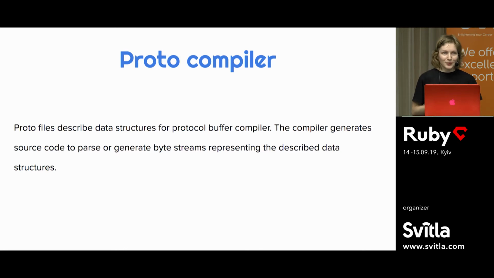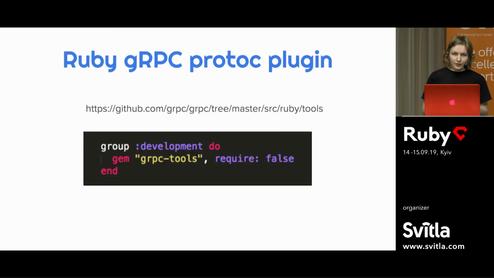And due to protobuffers, there is no need to do it manually, because Protobuf comes with Proto compiler, which, based on this Proto file, generates source code to encode and decode your messages automatically to these byte streams. For Ruby, this is the gRPC tools gem. So you just point it to your Protobuf file, and it will generate encoders and decoders.